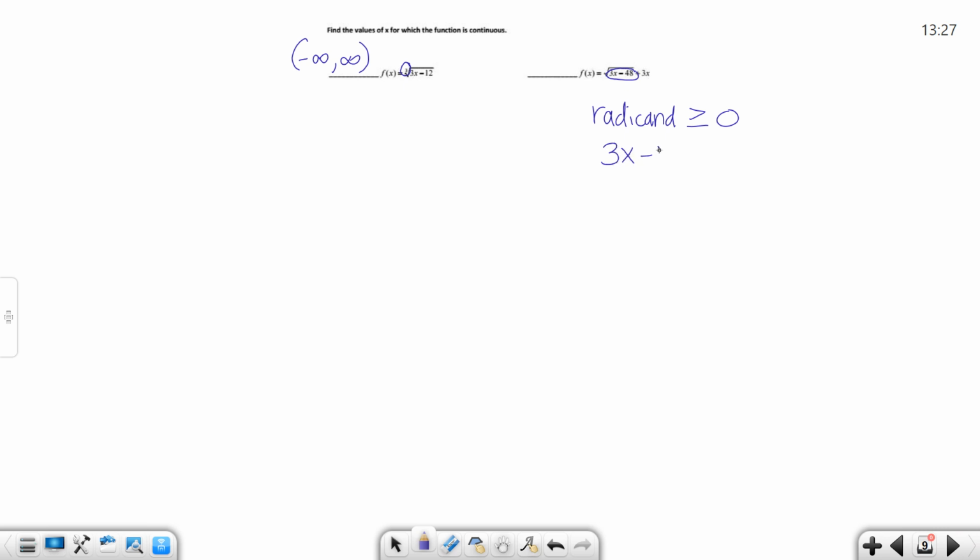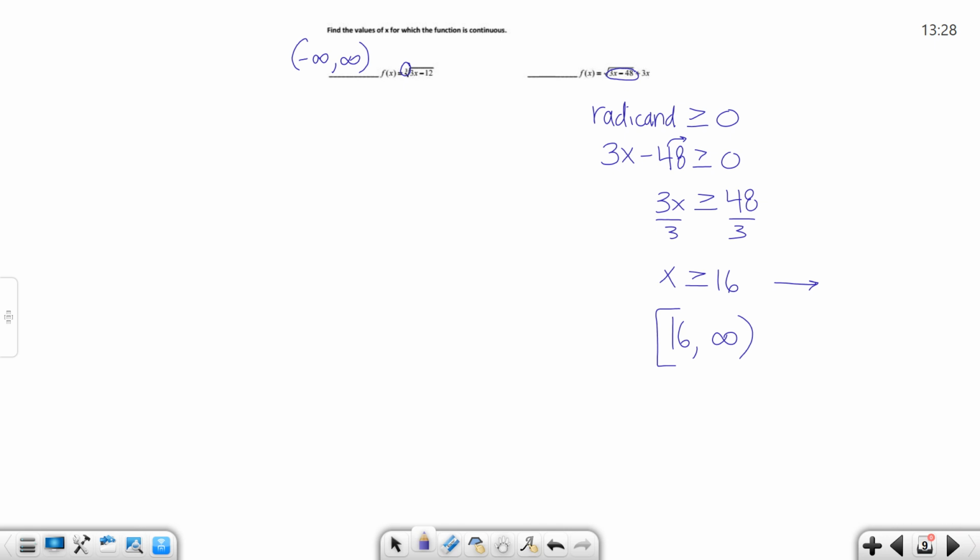So 3x minus 48 is greater than or equal to 0. So 3x would be greater than or equal to 48 when you move the 48 over. Divide by 3, and x is greater than or equal to 16. In interval notation, you would start at 16 and go that way.